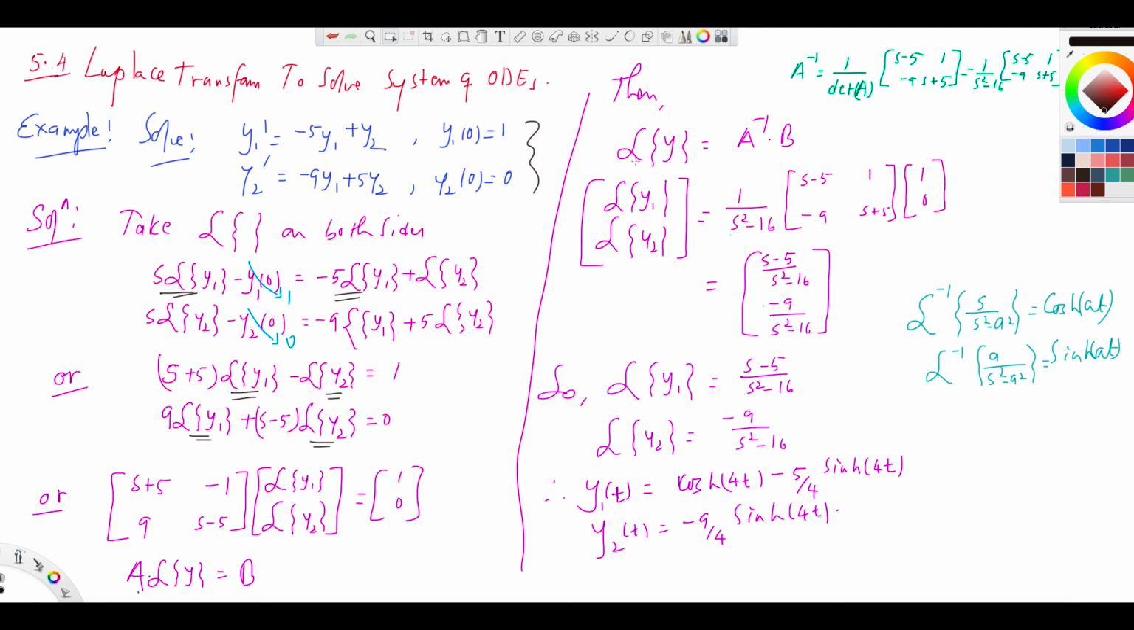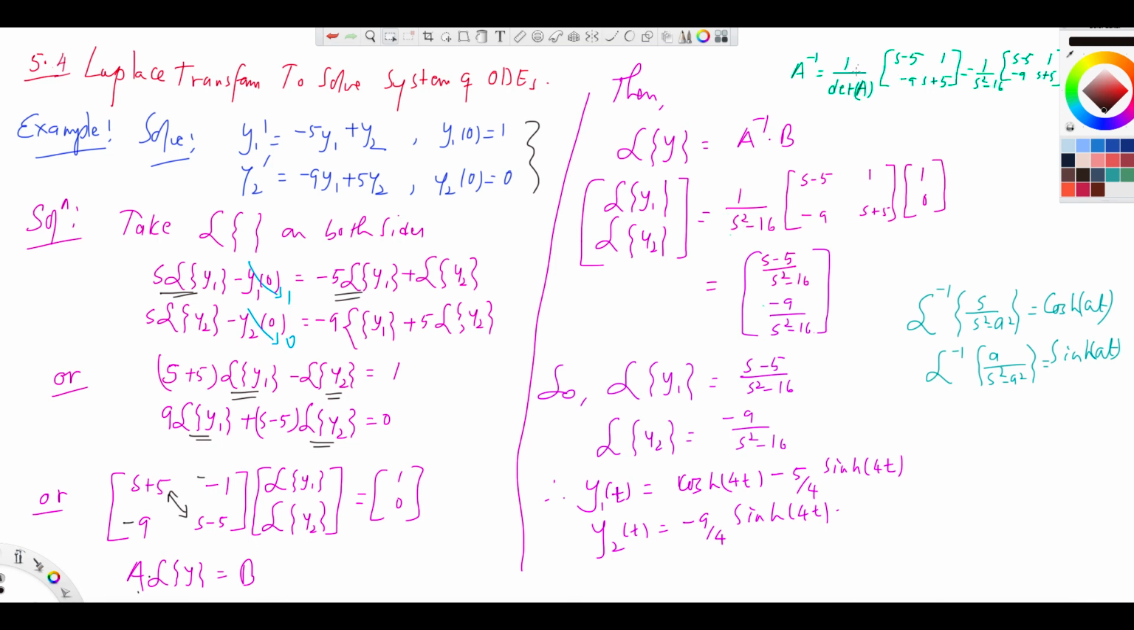Now you want to solve for the Laplace transform first, and then we will take the inverse Laplace transform later. So what you do is multiply both sides by A inverse. You get the Laplace transform of y equals A inverse b. But since this is a 2 by 2 matrix, how do you find A inverse? What you do is swap these two, and then multiply these by the negative sign, like that. You see that?